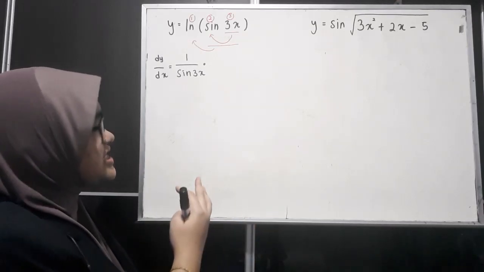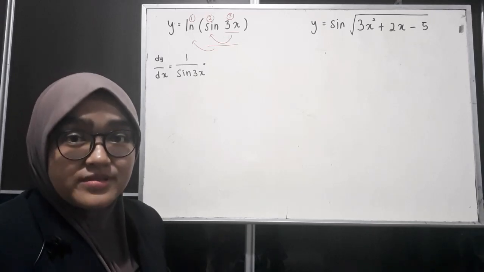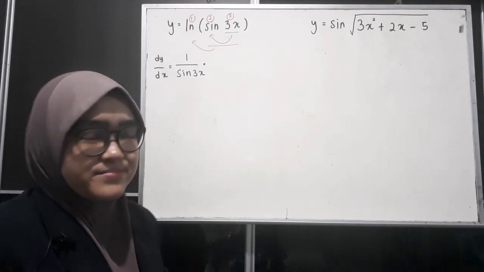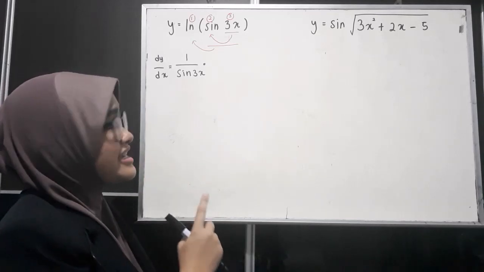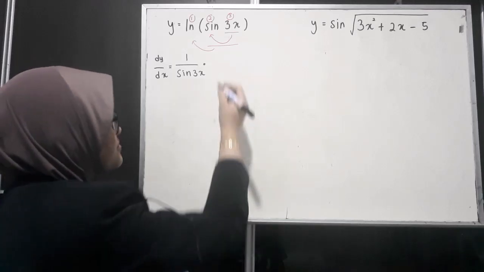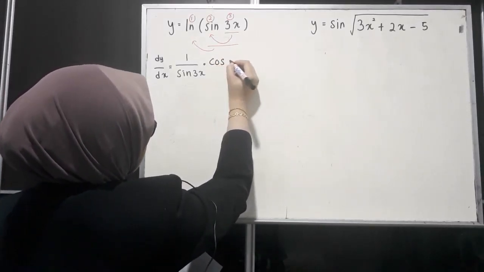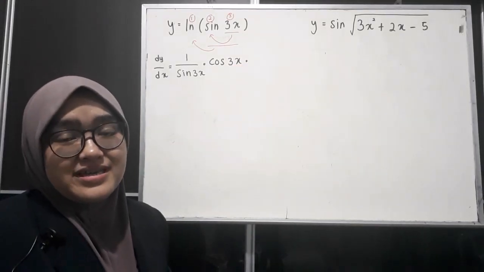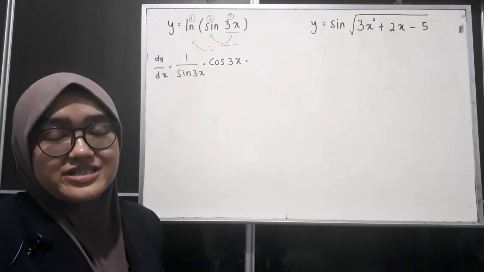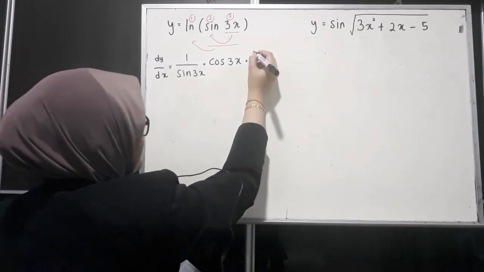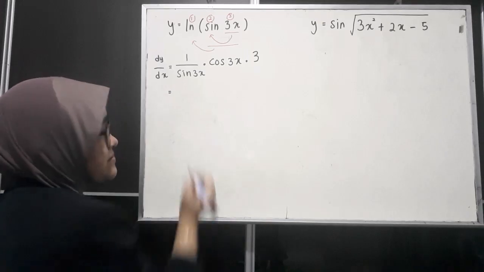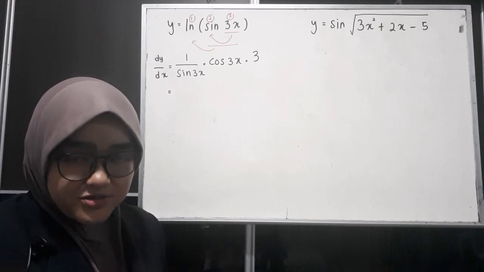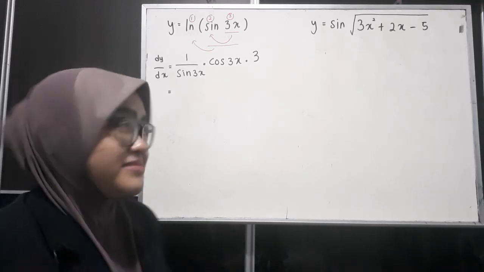Now, we will differentiate sine 3x. Remember, differentiate sine x equal to cos x. So when we differentiate sine 3x, it will equal to cos 3x. And lastly, we will differentiate 3x. The answer is 3. As for the final solution, we will combine all three answers.